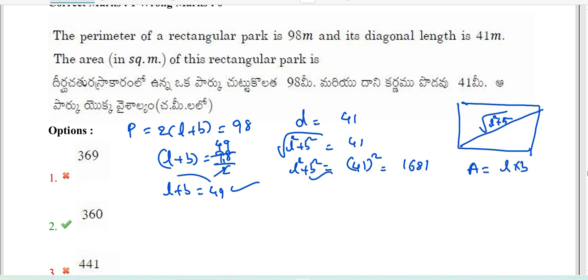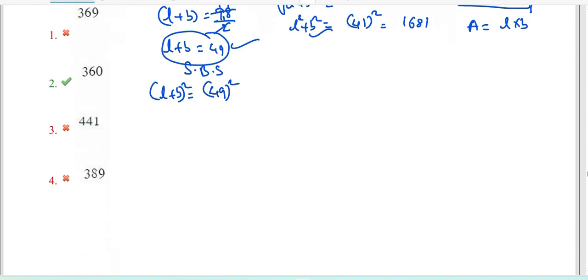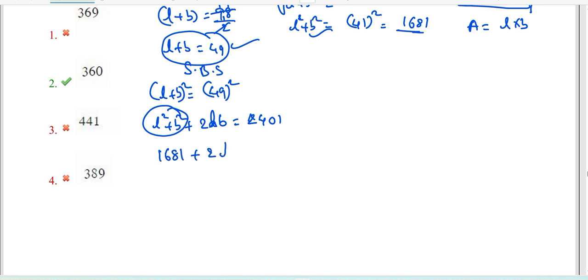సో దానికోసం దీన్ని స్క్వైరింగ్ ఆన్ బోత్ సైడ్స్ చేస్తున్నాను. ఓకే, ఈ ఈక్వేషన్‌ని స్క్వైరింగ్ ఆన్ బోత్ సైడ్స్ చేస్తే L ప్లస్ B ద హోల్ స్క్వేర్ ఈక్వల్స్ టు 49 స్క్వేర్. సో L ప్లస్ B హోల్ స్క్వేర్ కెన్ బి రిటన్ యాజ్, we can write it as L square plus B square plus 2AB, so 2LB, that is equals to 49 square. The value of 49 square is what? 2401. That we will get, and we know the value of L square plus B square, that is 1681 plus 2 times LB is equals to 2401.